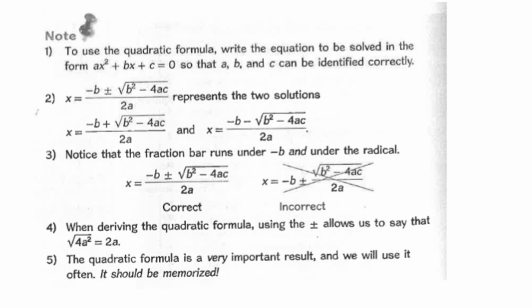And this doesn't really apply to you, but when we derive the quadratic formula using completing the square, the plus or minus allows us to say that the square root of 4a squared is 2a. Finally, the quadratic formula is a very important result. You will use it often, and it should be committed to memory.